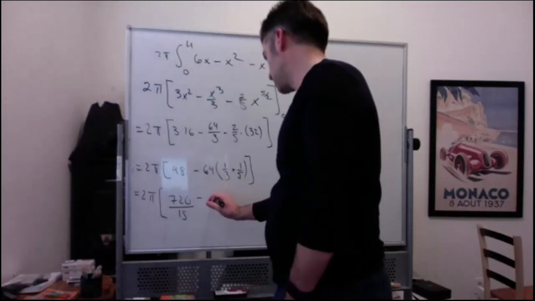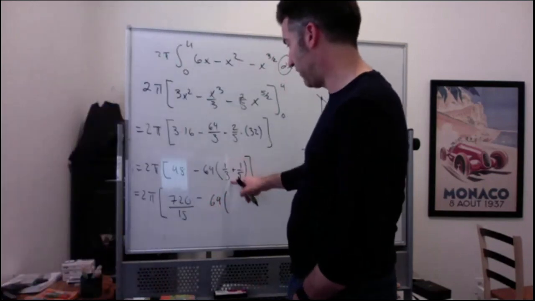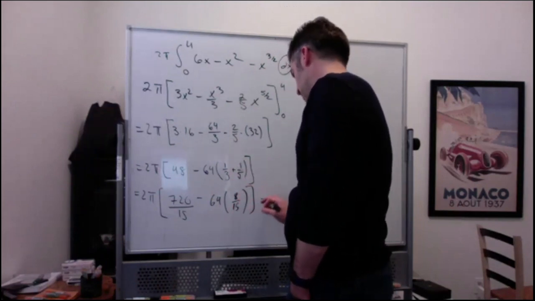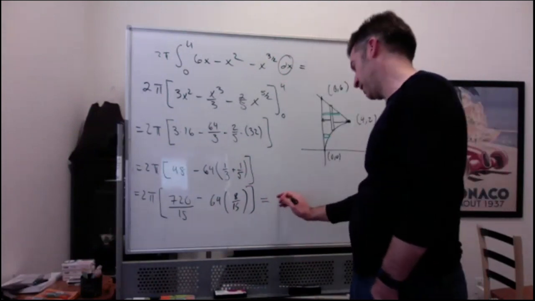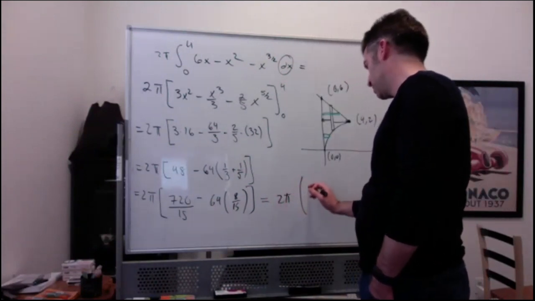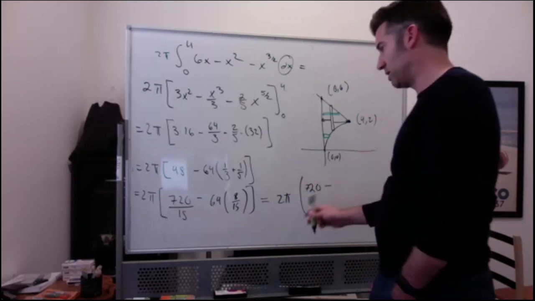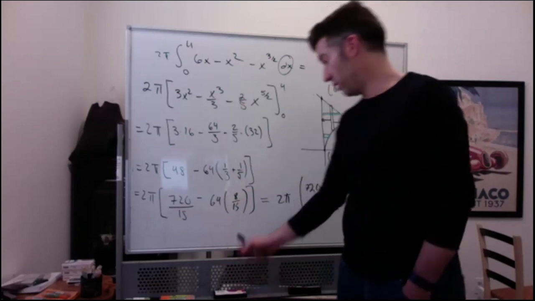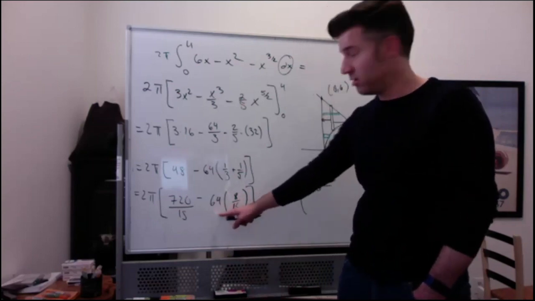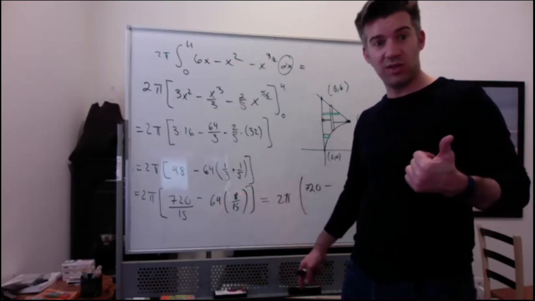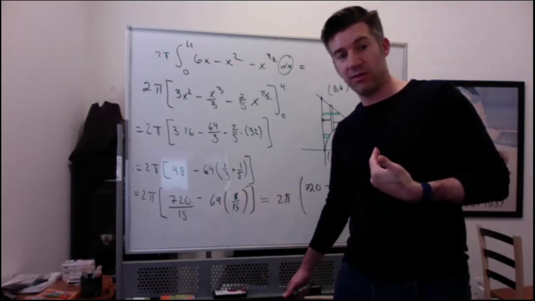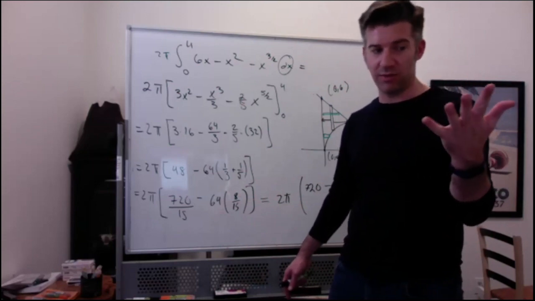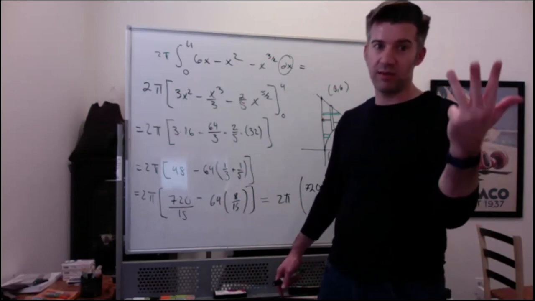And then this is going to be 64 times, this is 5/15, this is 3/15, that's going to be 8/15. So I end up with hopefully a positive number. Yeah, it's a positive number. 2 pi times 720 minus 8 times 64 is 512. How do I know that? Because it's a power of 2. 64 is 2 to the 6th. 8 is 2 to the 3rd. 2 to the 6th times 2 to the 3rd is 2 to the 9th, which is 512. 2, 4, 8, 16, 32, 64, 128, 256, 512.